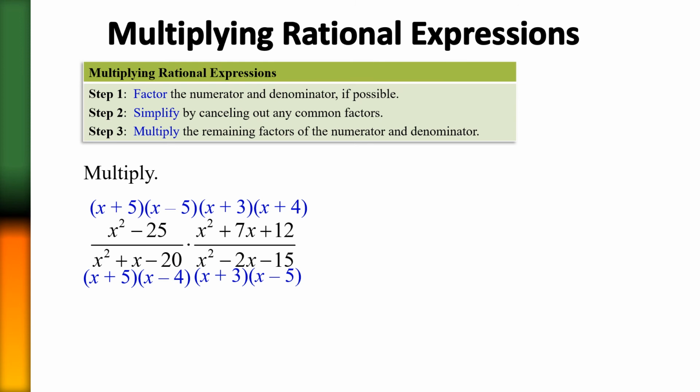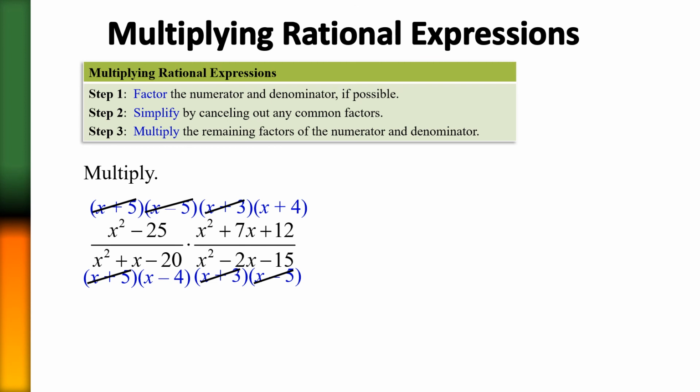Now we're going to move on to step 2, which is to simplify any common factors, cancel them out. So I am looking for something from the top that looks exactly like something from the bottom. So moving from left to right, I have x plus 5, and I do have an x plus 5 on the bottom. So I'm going to cancel those out. Let's see, I have x minus 5. Do we have an x minus 5 on the bottom? Yes, we do. Let's cancel that out. How about x plus 3? Do we have an x plus 3 on the bottom? Yes, we do. Let's go ahead and cancel that out.